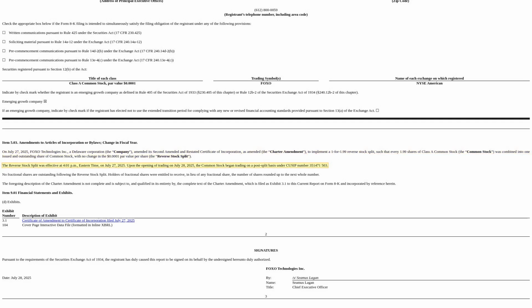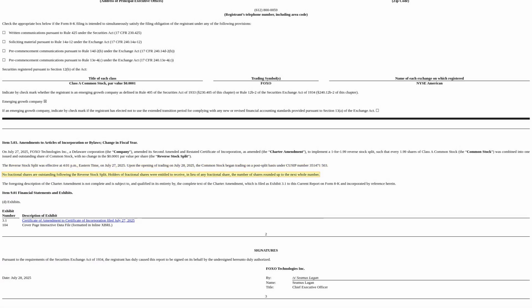This change officially took effect at 4:01 p.m. on July 27th. Starting the very next day, July 28th, all trading happened with this new split share count. You might see a new CUSIP number, which is just a unique identifier for the stock, and that's normal after a split.